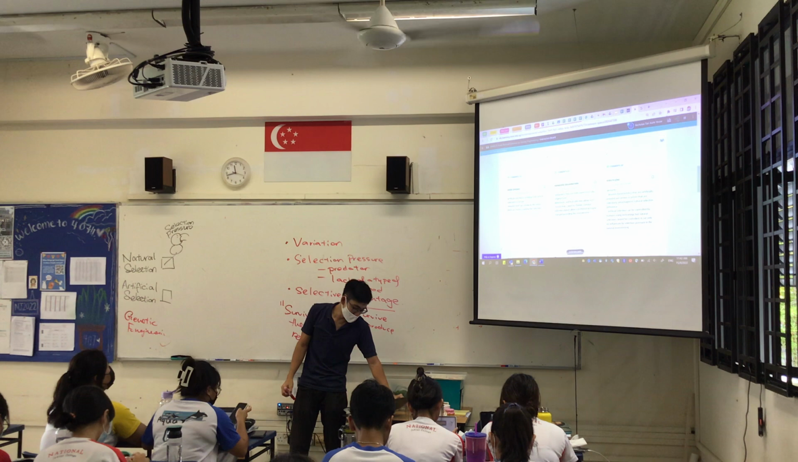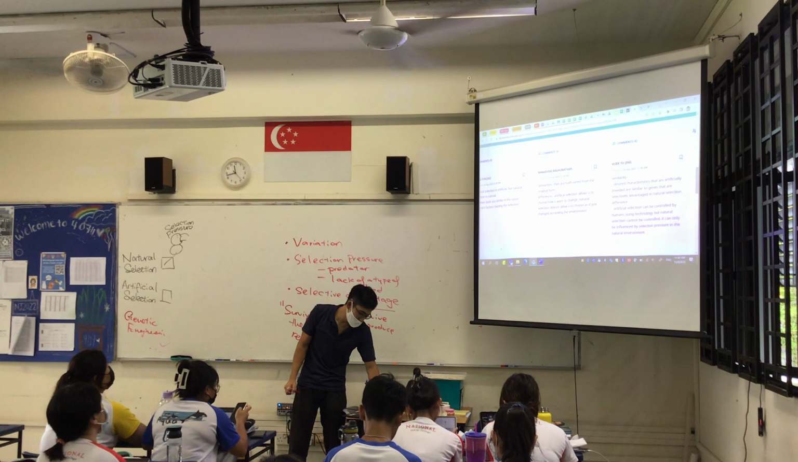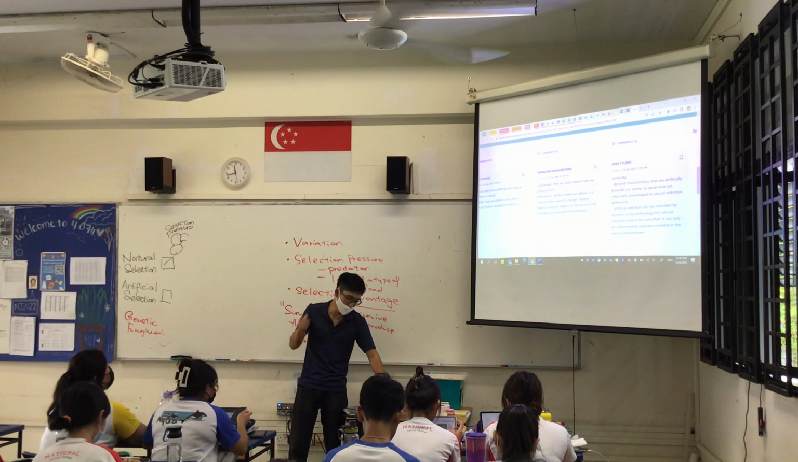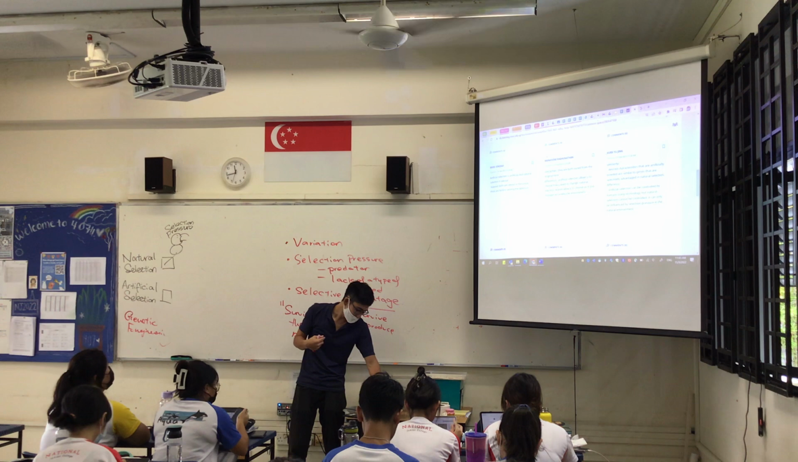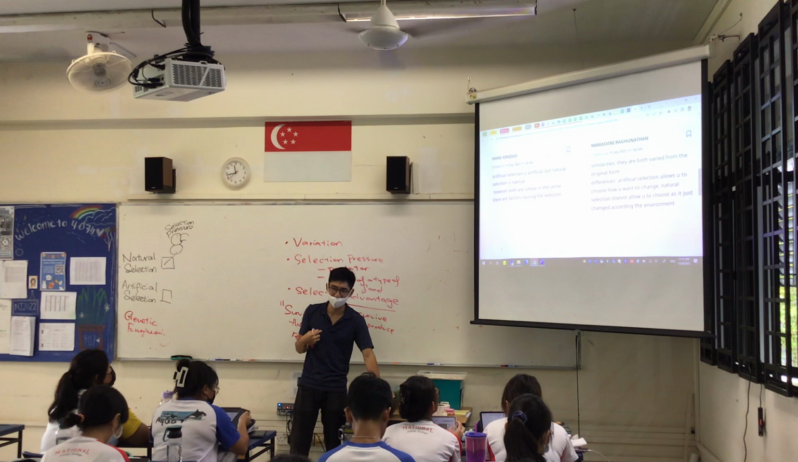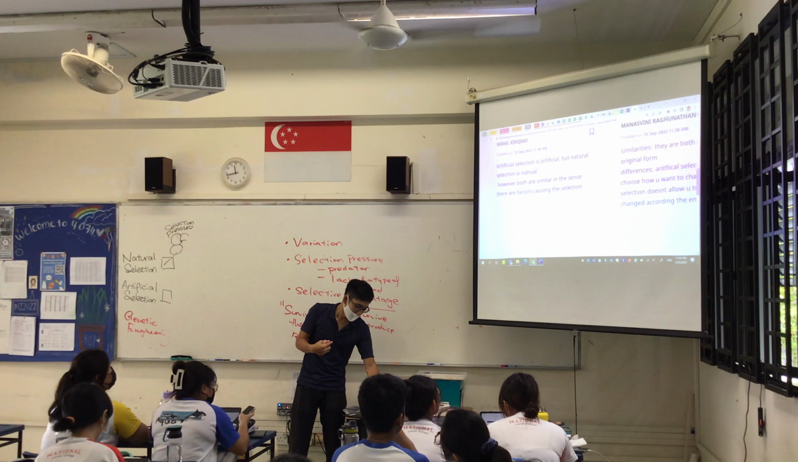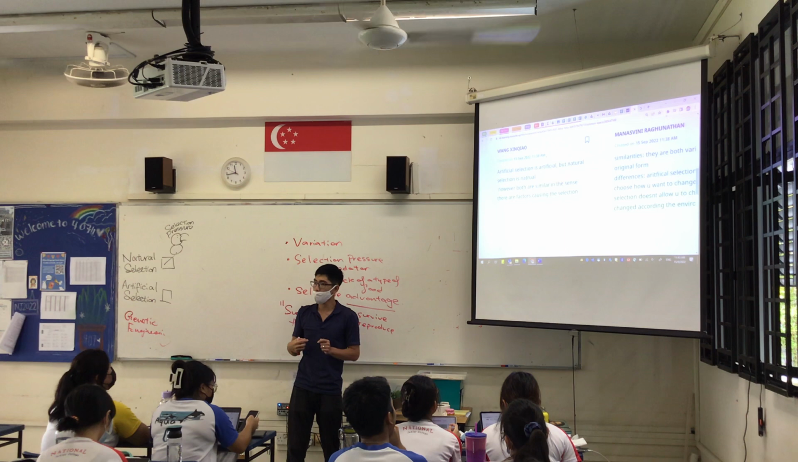If we scroll down a little bit, we hear from some friends that we've not heard from today yet. Manas says similarity, they are both varying from the original form, yeah? The differences, artificial selection allows you to choose what you want. Natural selection, we don't choose, the environment does. Xin Yao says artificial selection is artificial, but natural selection is natural. Spelled differently also. How both are similar in the sense they are factors causing selection. Okay, in both instances there is a selection process taking place.